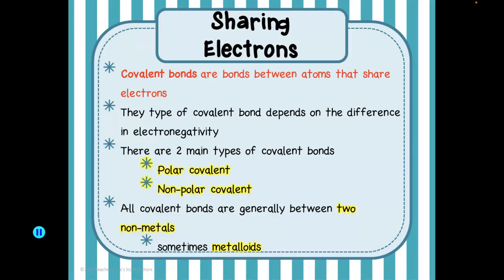For our class, we're going to learn covalent and ionic bonds, and you just have to be able to tell the difference between those two types of bonds. All covalent bonds are generally between two nonmetals, and that's what makes them different than ionic bonds. Sometimes metalloids are involved, but it's typically just two nonmetals. Remember, nonmetals are the ones on the right side of that stair step from that bonding inquiry activity that we did earlier this week.